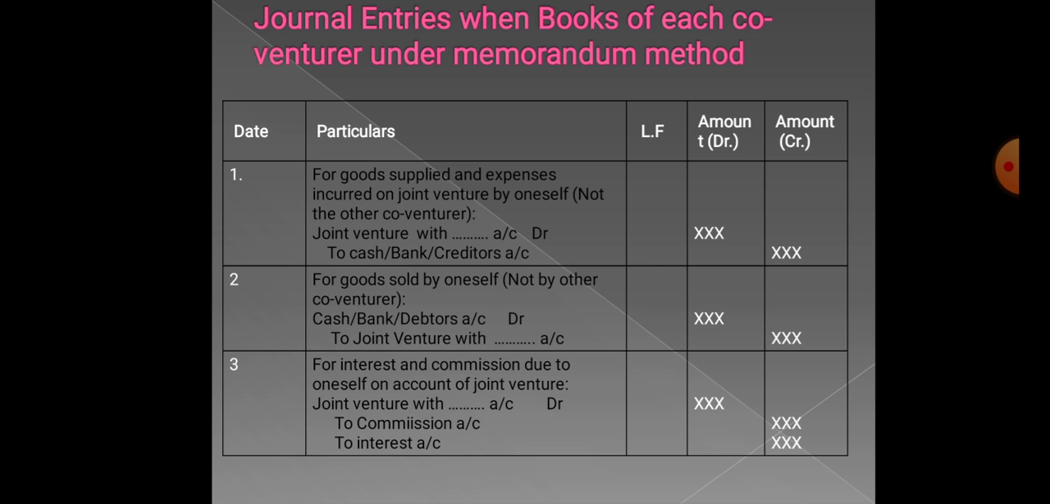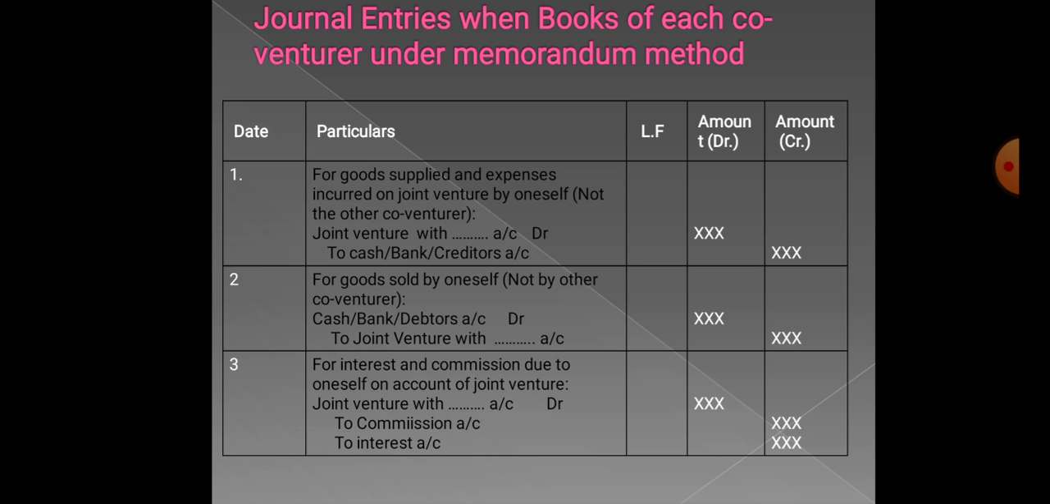And for the goods sold by himself, not by the other co-venturer, then the entry would be, because he is selling it, if he is selling it on cash, then cash account debtor to joint venture account with so and so person. And if he is doing it on check, then bank account debtor. And if he is selling it on debt, then debtor's account debited to joint venture with so and so.